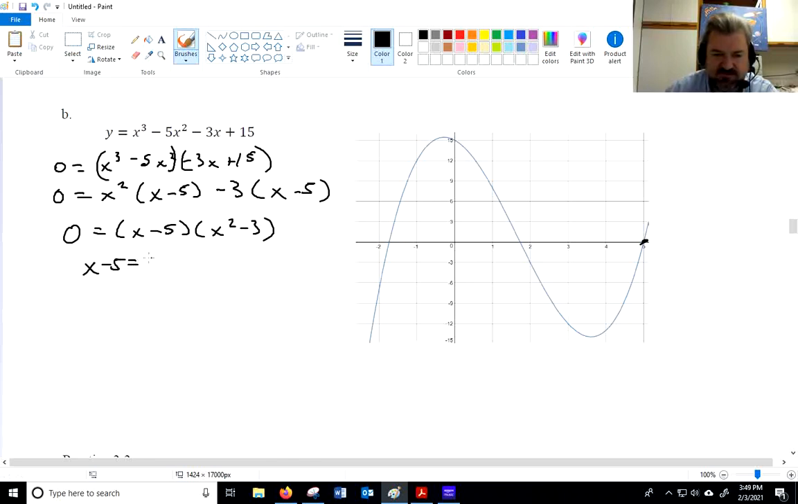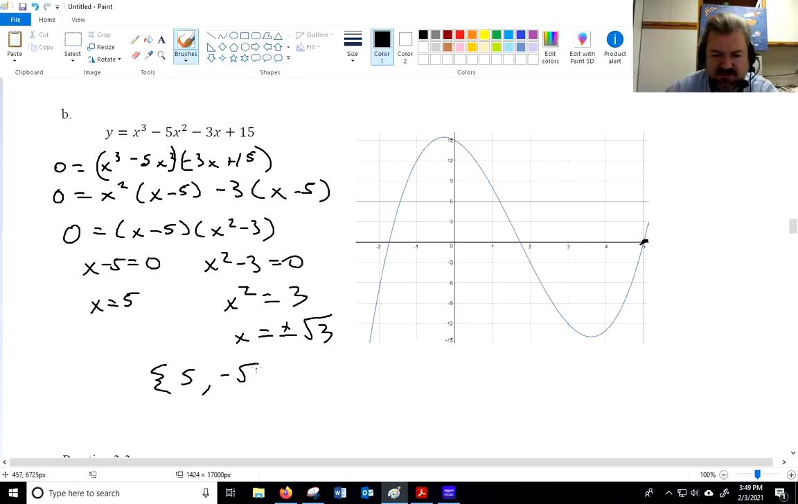And then I get x minus 5 equals 0, and x squared minus 3 equals 0. So x equals 5, x squared equals 3, x equals plus or minus the square root of 3. The square root of 3 is, I'm not sure, I can't remember. I want to say it's like 1.7-ish. So that looks pretty good to me.